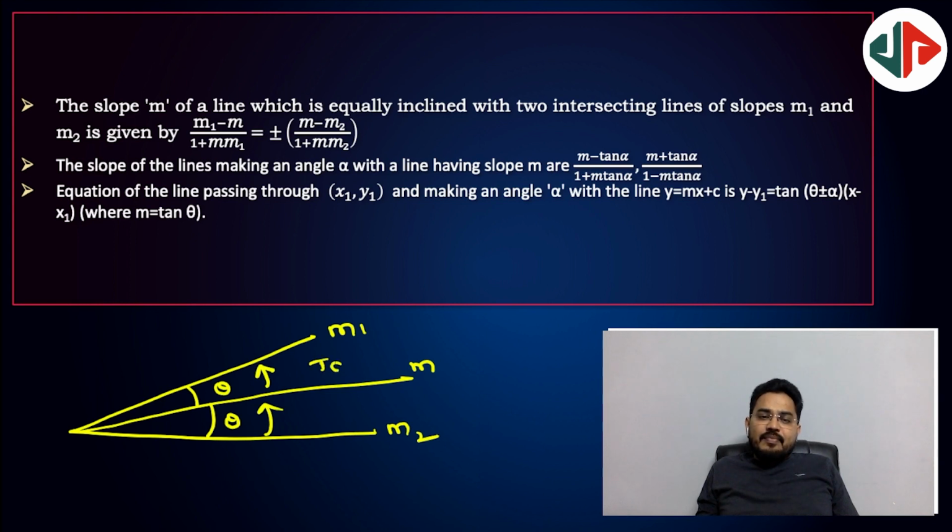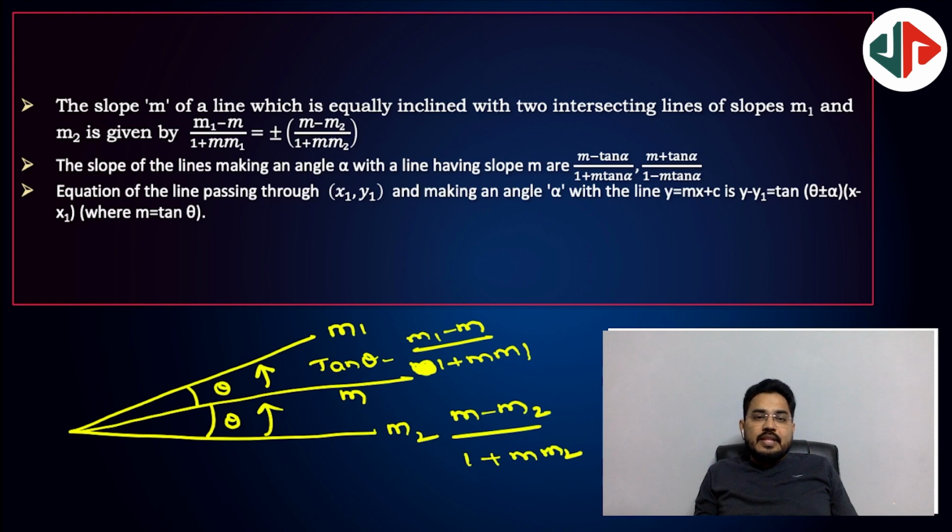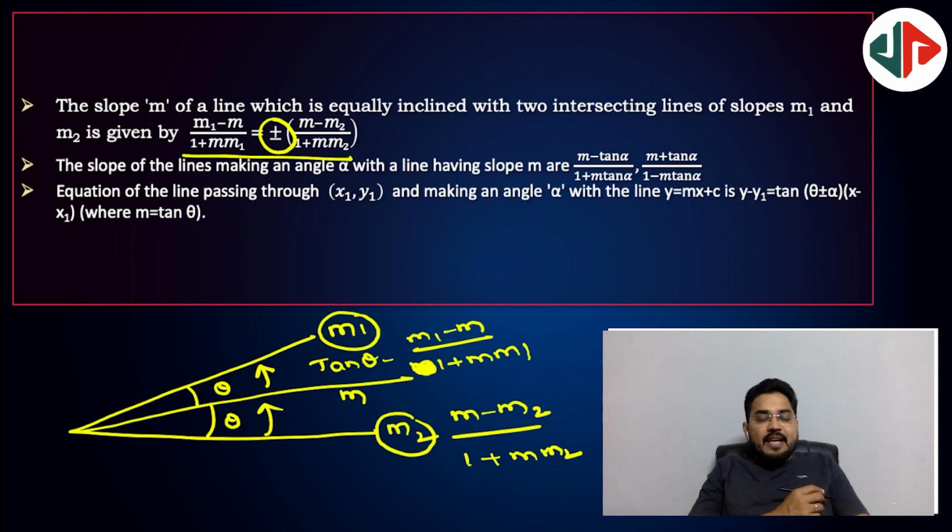Tan theta is equal to m1 minus m by 1 plus m m1. Okay, this slope is m. And here, m minus m2 by 1 plus m m2. So this is a value. Why am I keeping plus or minus? I don't know whether this is m1 or this is m2. It can be reversed. When it is reversed, automatically the minus sign will be taken up. And this is another one.